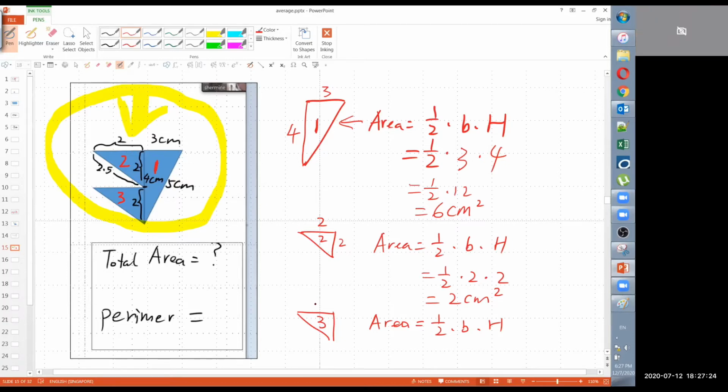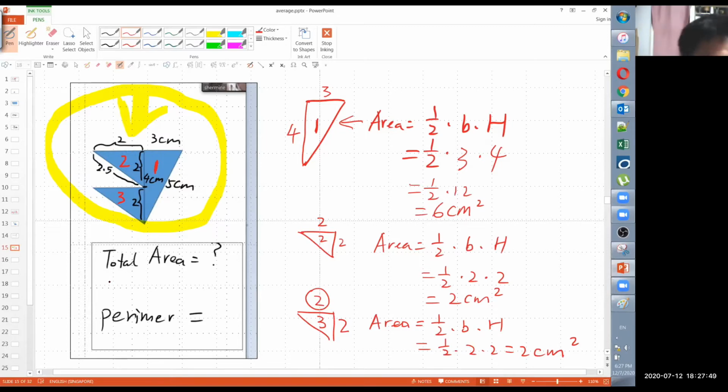Half times base times height, half times 2 times 2. So the base for triangle 3 is, what's the value? 2. And then the height is also 2. Similarly, the answer is 2 cm squared. Oh, then I can find out the total area.